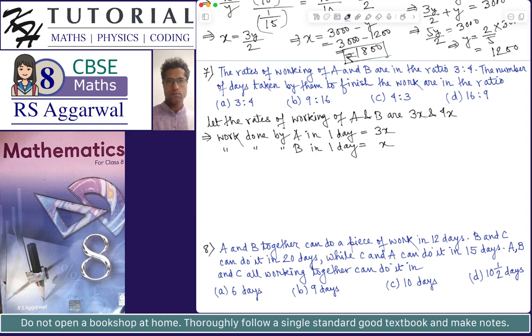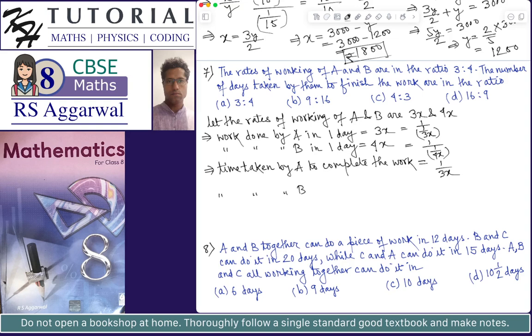We know that the work done by A in one day is 3x, and the work done by B in one day is 4x. The time taken by A to complete the work will be equal to 1 by 3x, and similarly, the time taken by B to complete the work will be equal to 1 by 4x.